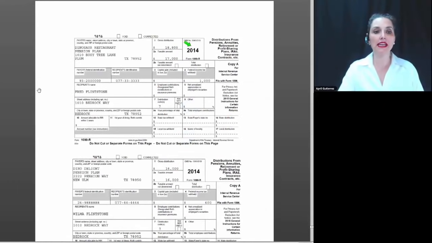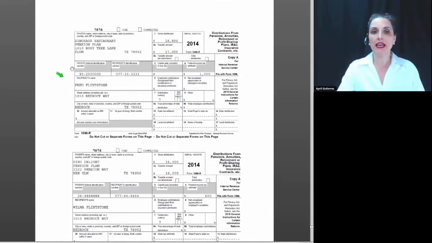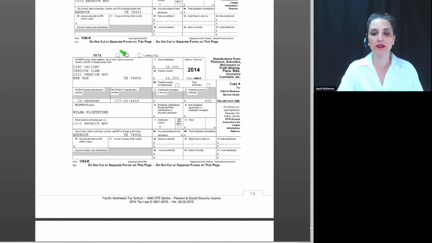So here we have the 1099-R for Fred, and we can see that he had a gross distribution for the year of $18,800, but his taxable amount is less than that at $17,000. He also had $1,000 of federal tax withheld. On Wilma's 1099-R, her gross distribution and the taxable amount are the same number, and she had $600 withheld.